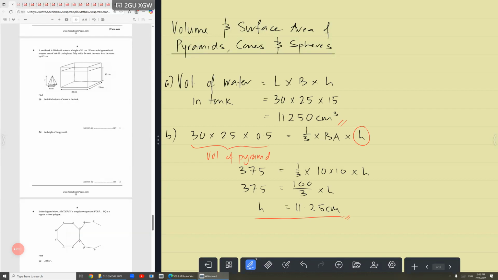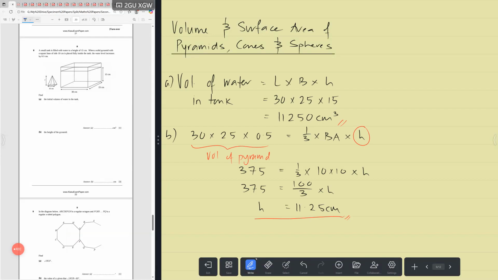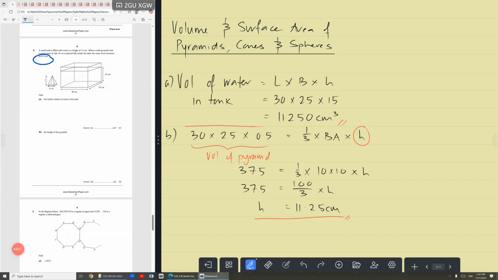Okay, so to recap, what we need to understand in this question is that when we put a solid inside a container with water, the water level will increase. The increment in the water level is because of the volume of the pyramid. Because they mentioned the increment in the height is 0.5, that is the amount of water displaced by the pyramid. That's why we use the volume of water in the cuboid, 30 times 25 times 0.5, instead of 15 or any other values. What we need to take note of is the height, which is 0.5 centimeters.